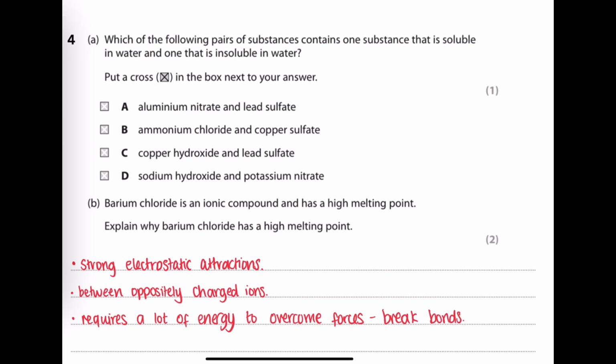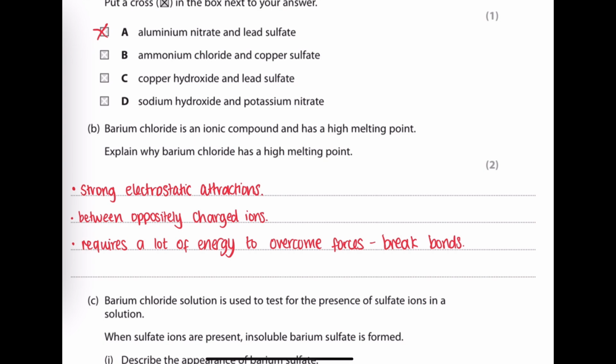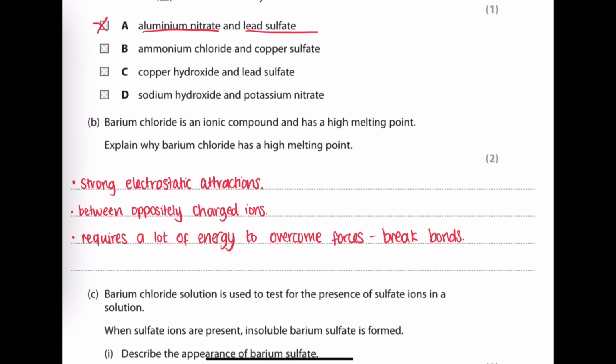Question 4. Which of the following pairs of substances contains one substance that is soluble in water and one that is insoluble in water? Put a cross in the box next to your answer. So it is the first one. We know that aluminium nitrate and lead sulfate.